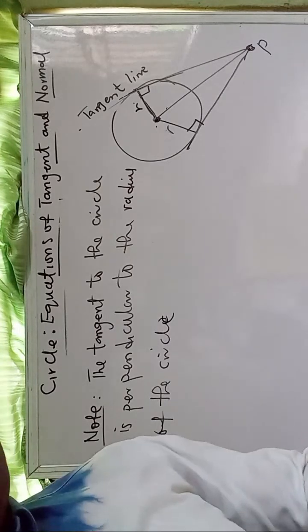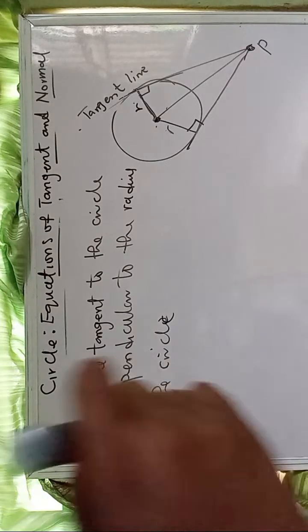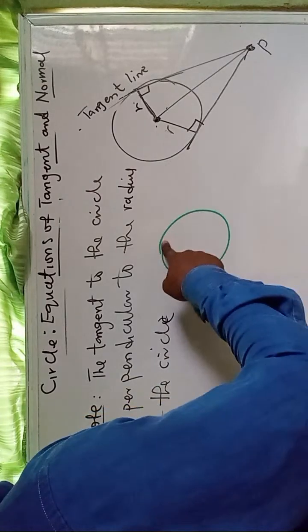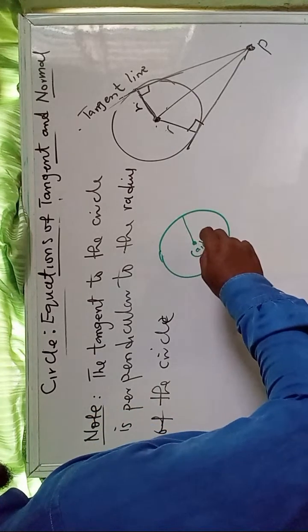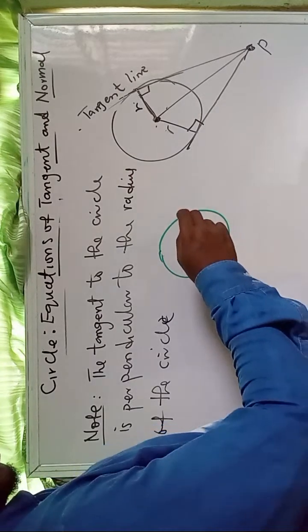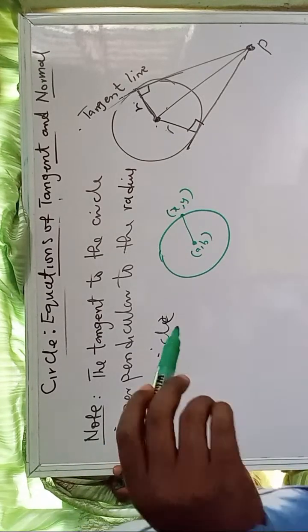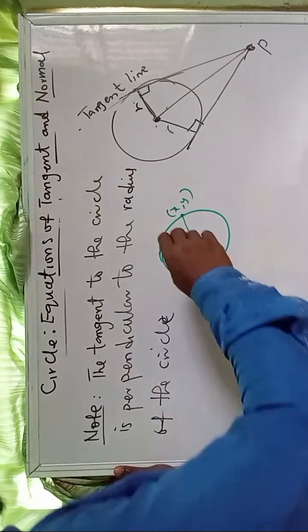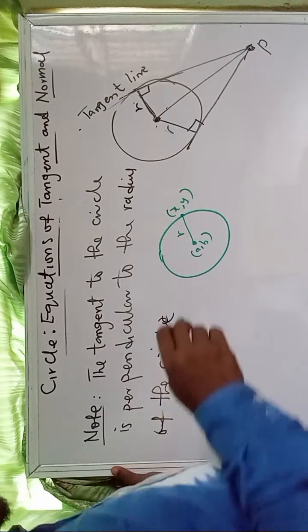Somebody is asking, what is the general equation of a circle? Thank you for the question. If you have a circle of this form, where the center of the circle is this, and the radius line is touching the circle at any point x, y, from here we can generate what we call the standard form of an equation of a circle.